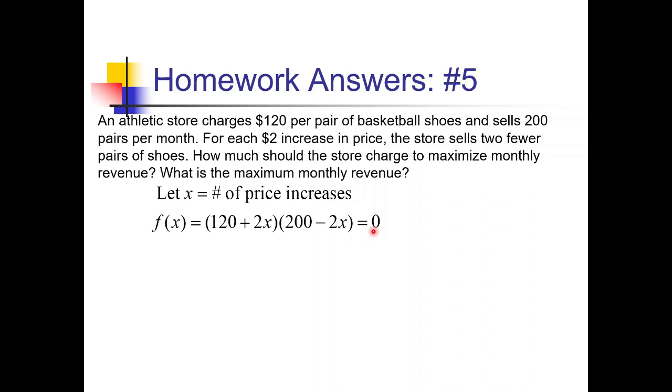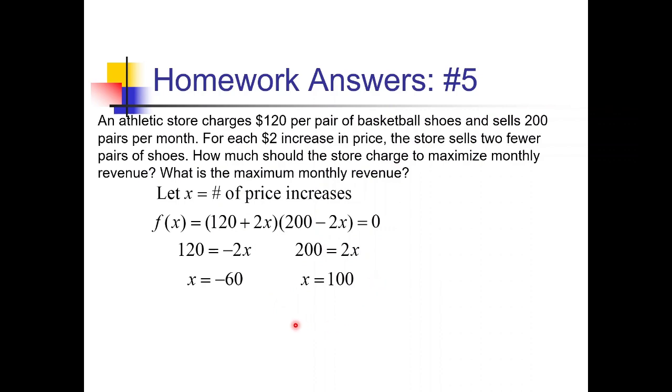So setting this equal to 0 and zeroing each of these out, we have 120 equals negative 2x for this first parentheses. So x equals negative 60 out of that. And then over here, we have 200 equals 2x, so x equals 100. So these are the number of price increases, or I guess this would be a decrease in this case, where it's going to zero out my revenue, either because I'm charging $0 for the shoes, or because I just run out of customers who don't want to buy my overpriced shoes.